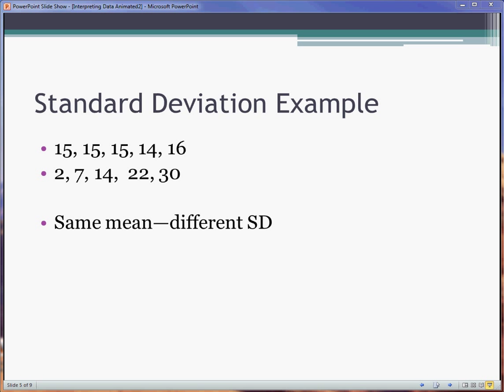Given a 30-point test, we could get these two data sets from two different groups of students. The mean of these two data sets is the same, 15. However, the second data set is clearly more spread out, and this will impact how we make meaning of the data.